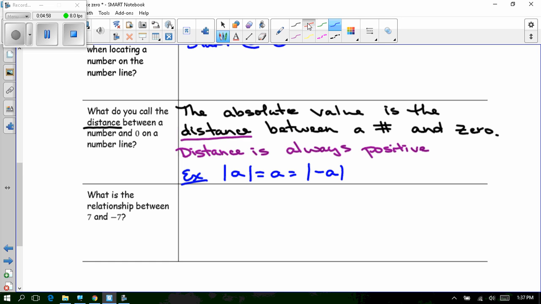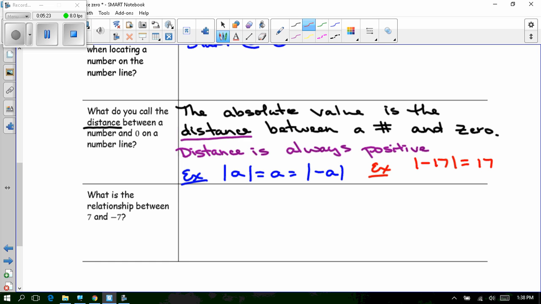So if I said to you, as an example, what's the absolute value of negative 17? How far away is negative 17 from the number 0? Like how many bunny hops would you have to count? And you would count to the left or count down, right? You would count 17 of those hops. So it's a positive value.